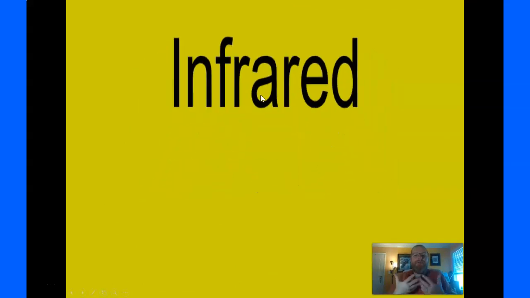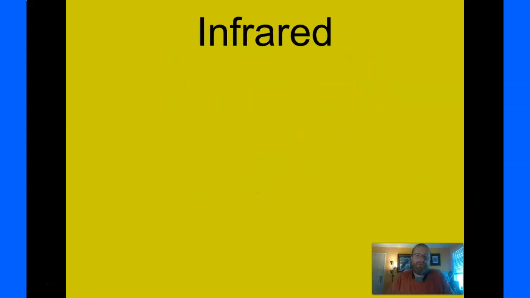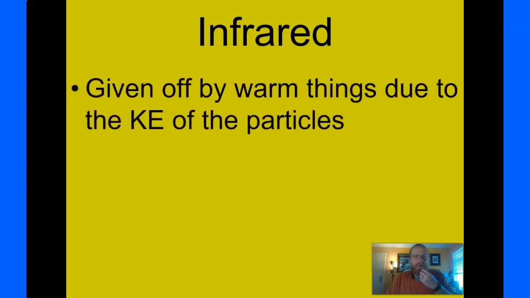Alright, the next category of electromagnetic waves that we've artificially divided is called the infrared. Infra means below, red is the color red. So these are electromagnetic waves with wavelengths right below what we can see, red. Given off by warm things due to the kinetic energy of the particles. You're giving off infrared right now.